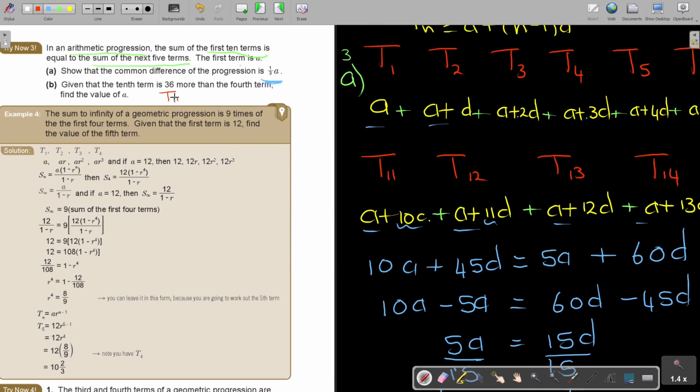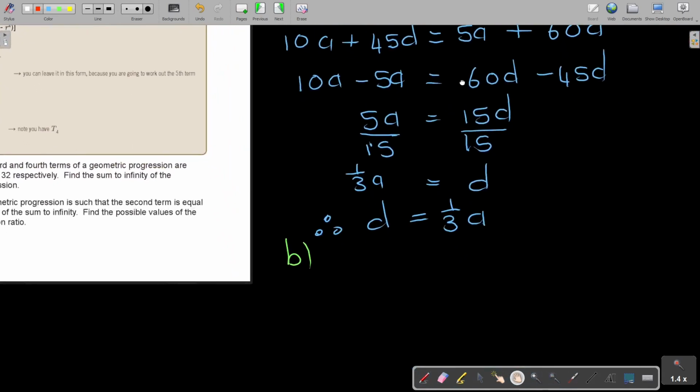So T10 is 36 more than the 4th term. So the 10th term equals 36, so I must add 36 to the 4th term. That is going to be my statement. So let's just start there. So I'm going to say T10 equals 36 plus T4.